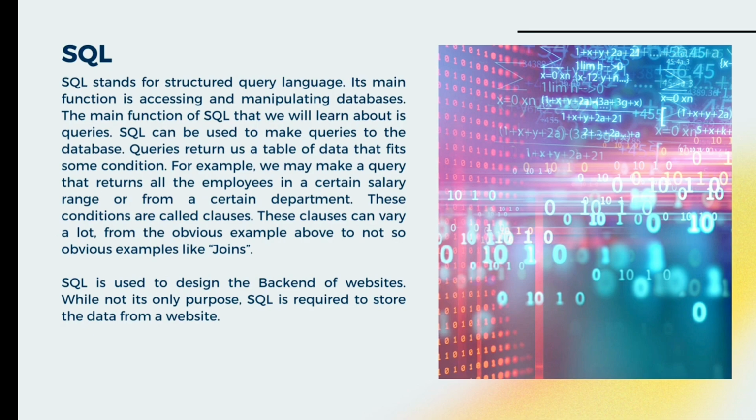Queries return us a table of data that fits some condition. For example, we may make a query that returns all the employees in a certain salary range or from a certain department. These conditions are called clauses. These clauses can vary a lot, from the obvious example above to not so obvious examples like joins.